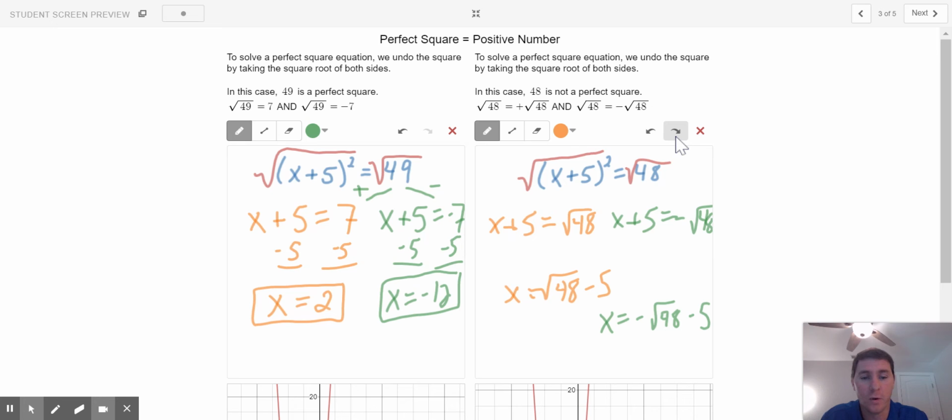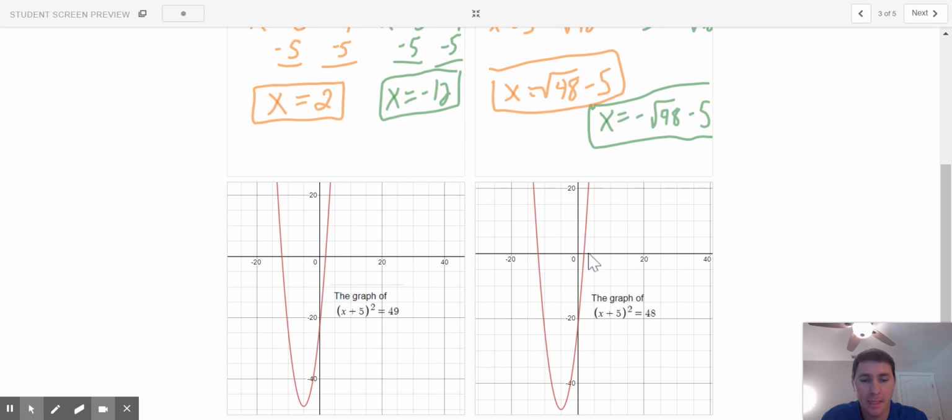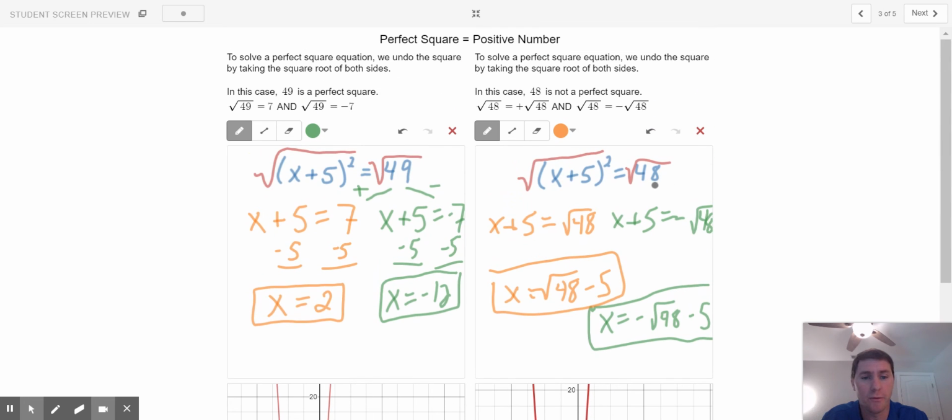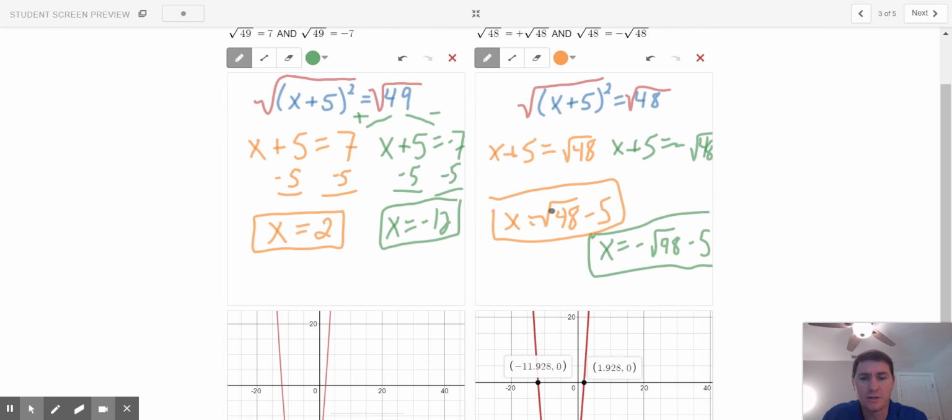Now, where do we see these solutions on our graph? We see them right here at the same place as the x-intercepts. It makes sense that these would be really close to the values that we had over here. It's not quite 2 and negative 12. It's 1.9 and negative 11.9, which should make sense because the square root of 48 is really close to the square root of 49. But in terms of the way the answers look, these are very different.